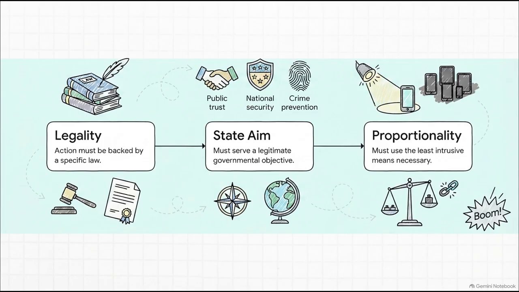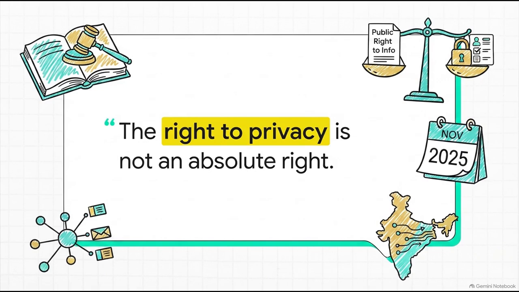To put that into perspective, let's say the government wants to track a specific criminal suspect. Proportionality means they can target that suspect's communications for sure, but they absolutely cannot surveil the entire neighborhood just to cast a wider net. That would be totally disproportionate. If a law fails even one of these 3 steps, boom, it's unconstitutional. Now, crucially, the court clarified something really important. The right to privacy is not an absolute right. It can be reasonably restricted.